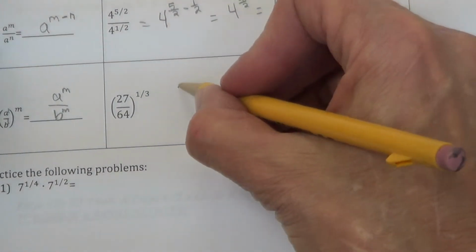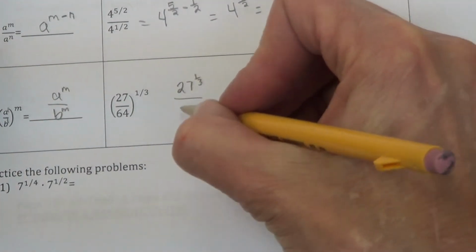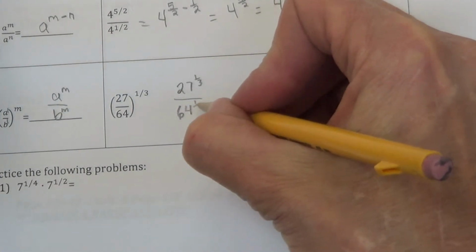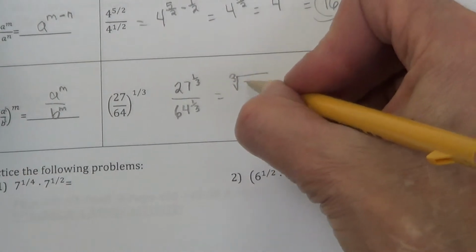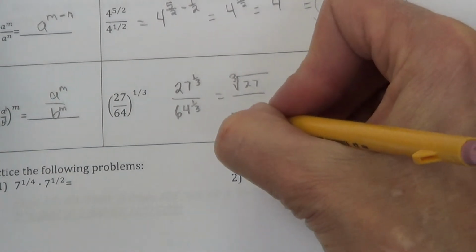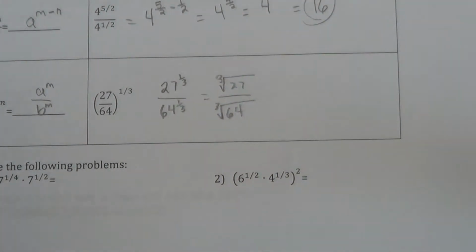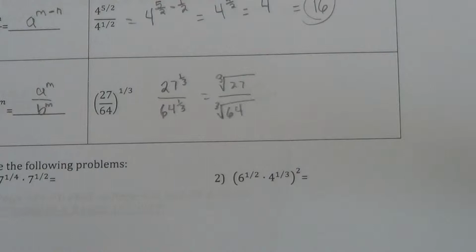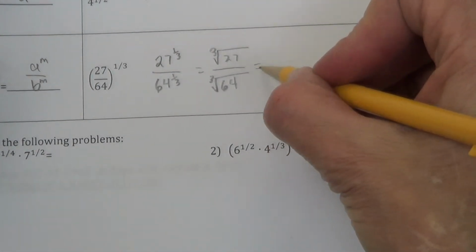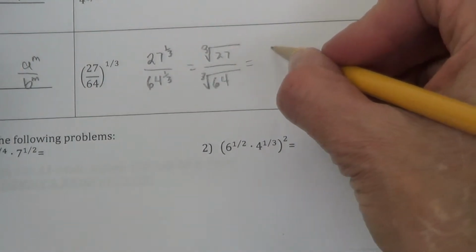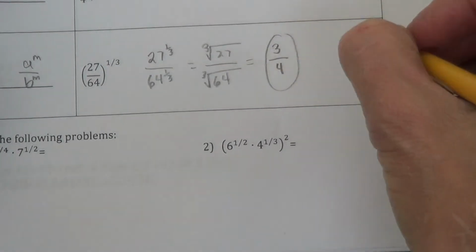So here we would have 27 to the 1/3 divided by 64 to the 1/3. That is the cube root of 27 divided by the cube root of 64. Now, if you have not memorized your cube roots and square roots, then you would have to work that out. But since I've memorized them, I know the cube root of 27 is 3, the cube root of 64 is 4. So that would be my final answer.